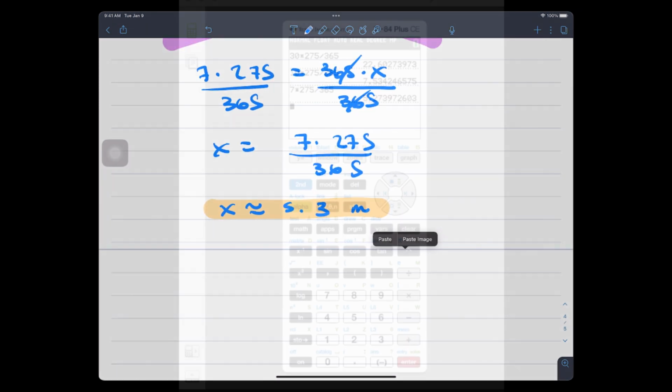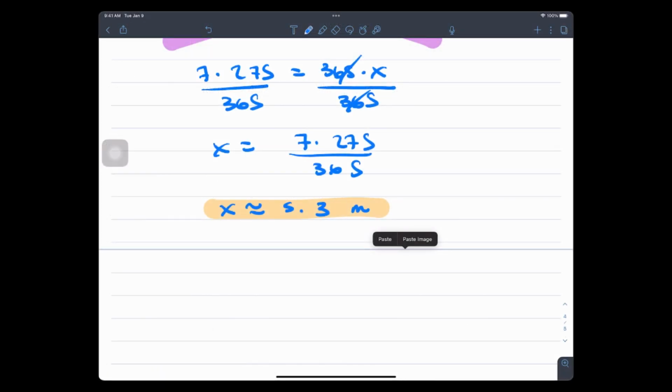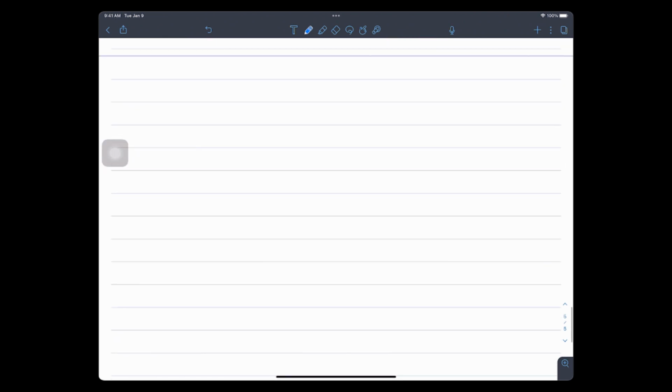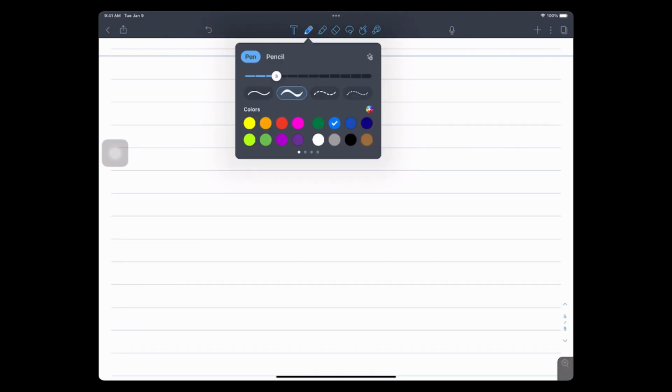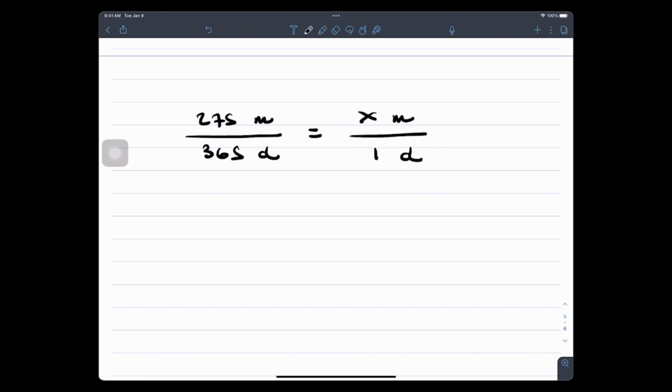They want to know how many murders is it in a day, right? So then the last one there for the murders, number 7, is how many murders in a day now. Now, when they say day, what do they mean? They mean one day. Is that right? So for number 7, remember, there's 275 what? Murders in 365 what? Days. They want to know how many murders. Remember, that's your variable x. X murders for every one day. X over 1.